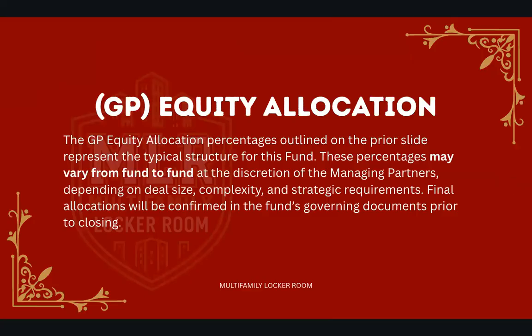Now, GP equity allocation, let's talk about that. The GP equity allocation percentage outlined on the prior slide represents the typical structure for the fund. These percentages may vary from fund to fund at the discretion of the managing partners, depending on the deal size, complexity, and strategic requirements. Final allocation will be confirmed in the fund's governing documents prior to closing. Again, all this information you're going to know before you even move forward on the deal.